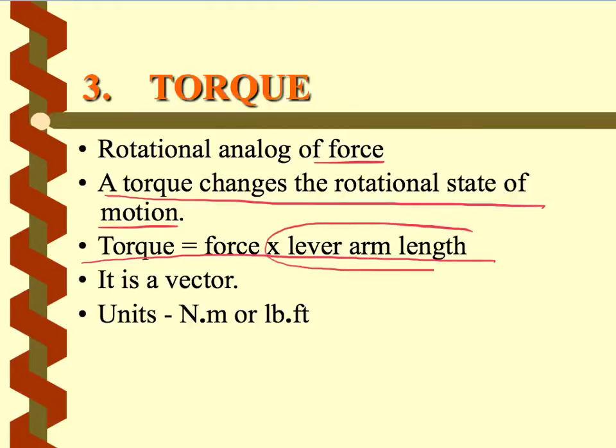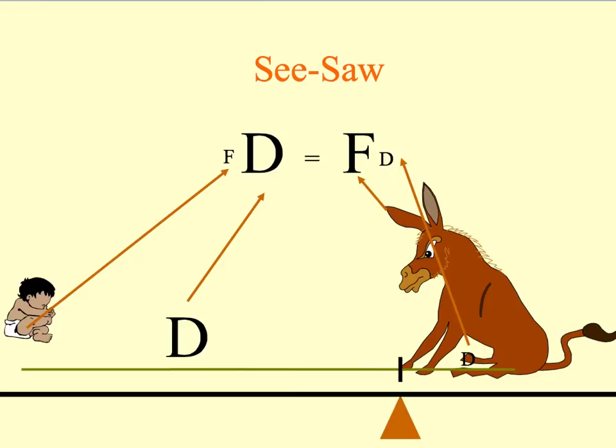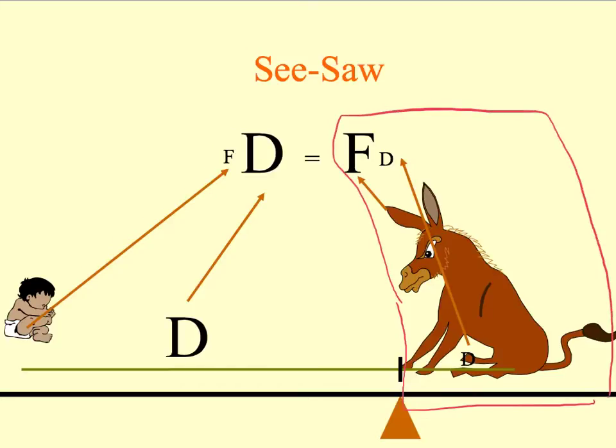Now, this is hugely important and is very applicable in your everyday life. Now, this is a vector, meaning direction matters, and it's measured in Newton meters or foot-pounds. Let's take a look at an example. Now, if we were to just look at 1/2 of this seesaw situation, we can start understanding the concept of torque better.